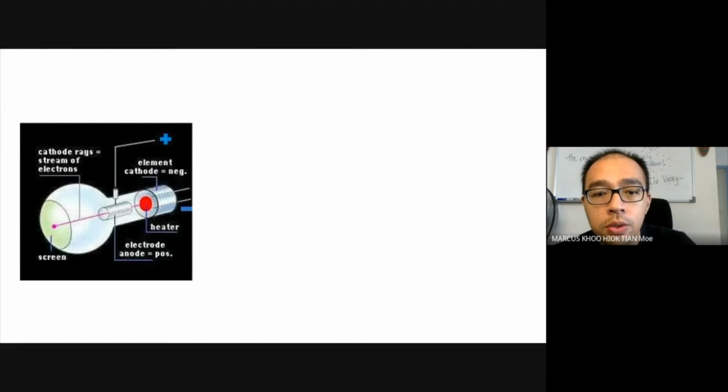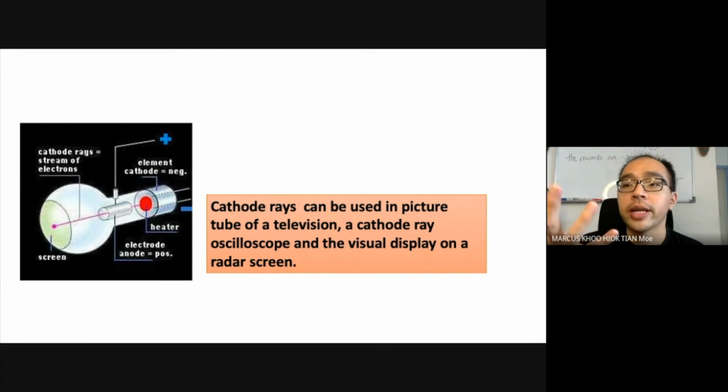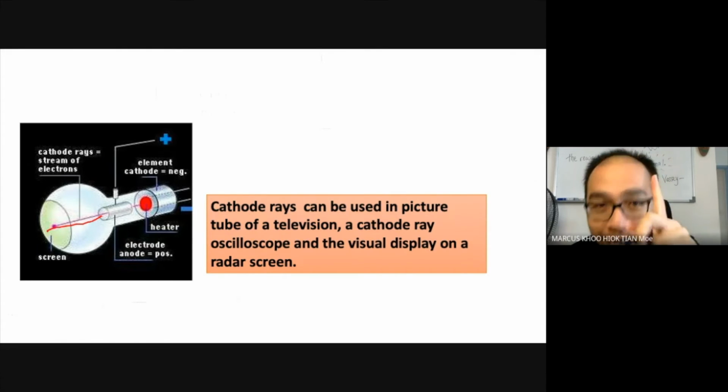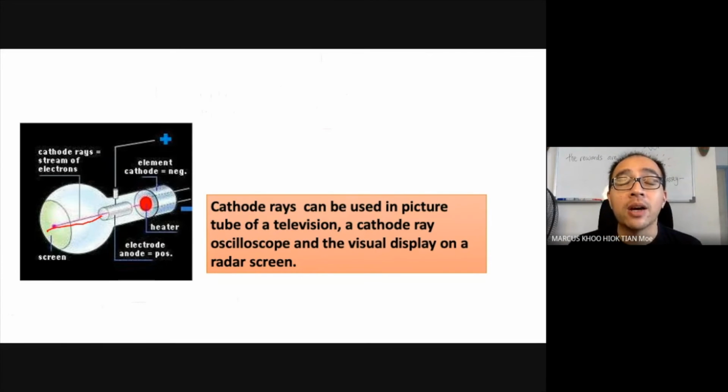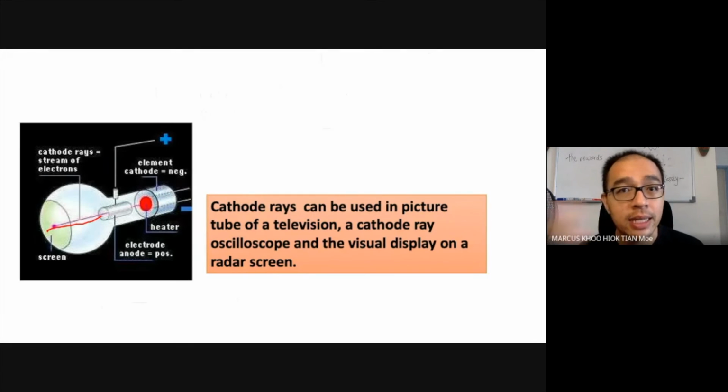So, not to say in conclusion, but cathode rays can be used in a picture tube of a television, a cathode ray oscilloscope, and the visual display on a radar screen. You know, the radar screen showing an incoming missile. All those are applications of cathode rays. But the question is this: cathode rays usually produce only one ray of electrons. So how is it that on our screen we are able to see so many rays of electrons? That is a question for another day.